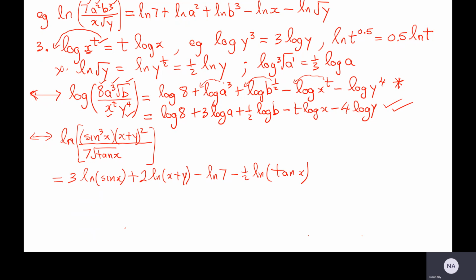There you go. Did you get that right? 3 ln sine of x plus 2 ln of x plus y minus ln of 7 minus a half ln tan x. Do we stop there? Who said no? Can we simplify further? Absolutely not. We stop there. Were you tempted again? Ln of xy, can you do anything with ln of x plus y? No, you can't. So we leave that as your answer.